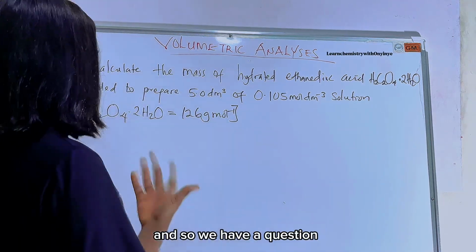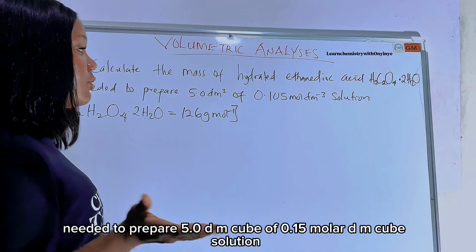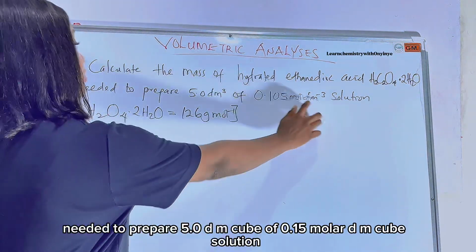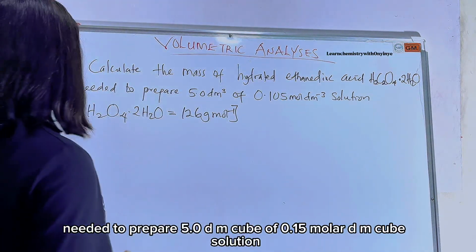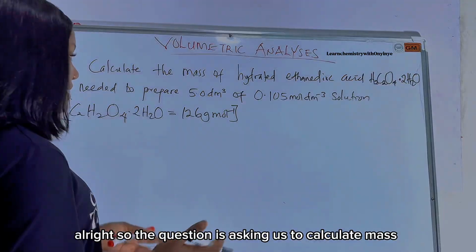And so we have a question. Calculate the mass of hydrated ethane dioic acid needed to prepare 5.0 dm³ of 0.15 mole per dm³ solution. All right, so the question is asking us to calculate mass.